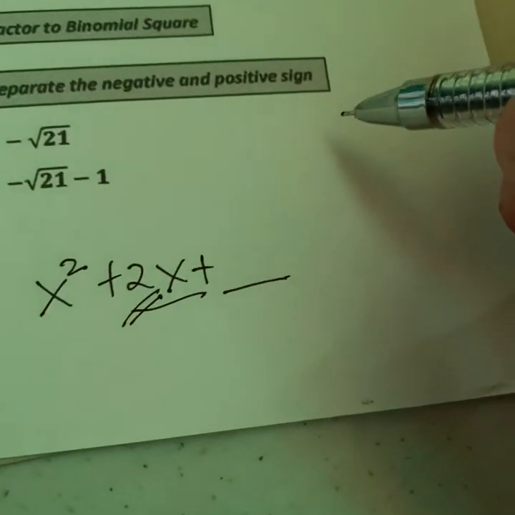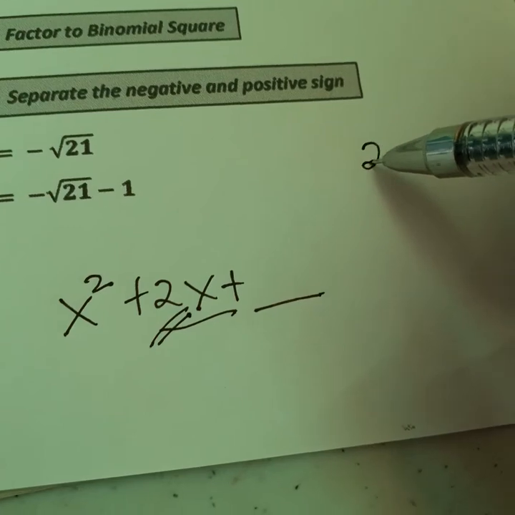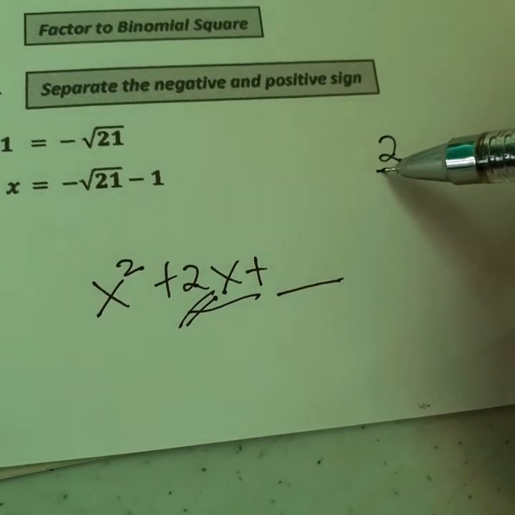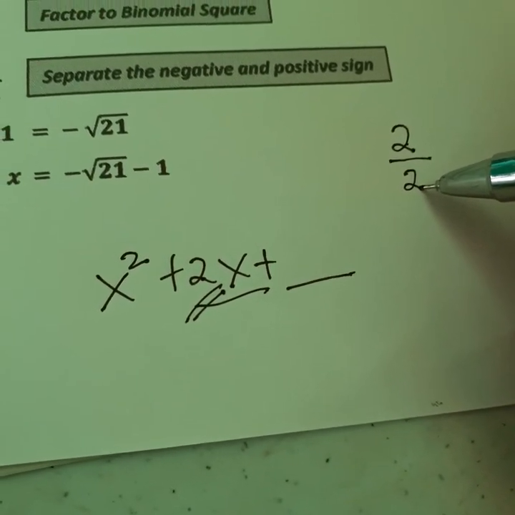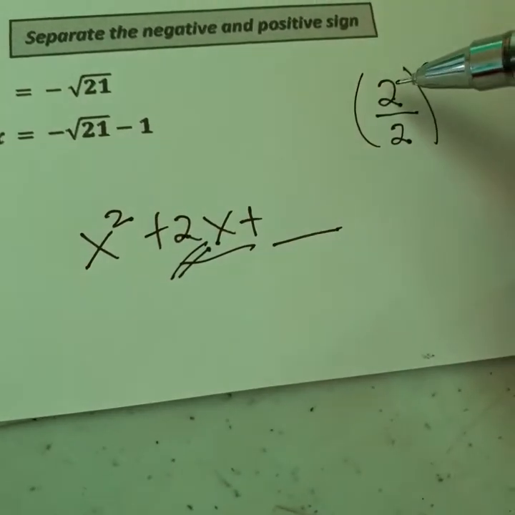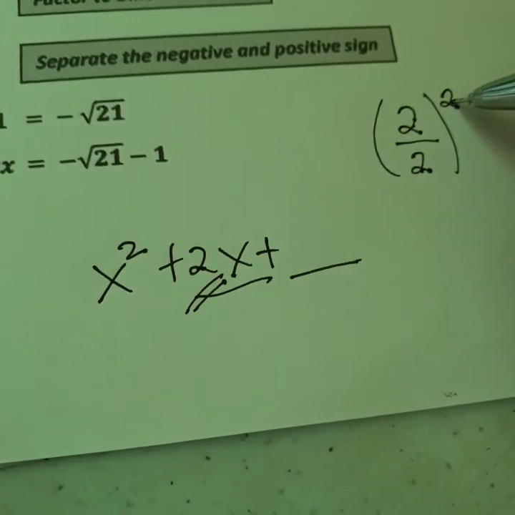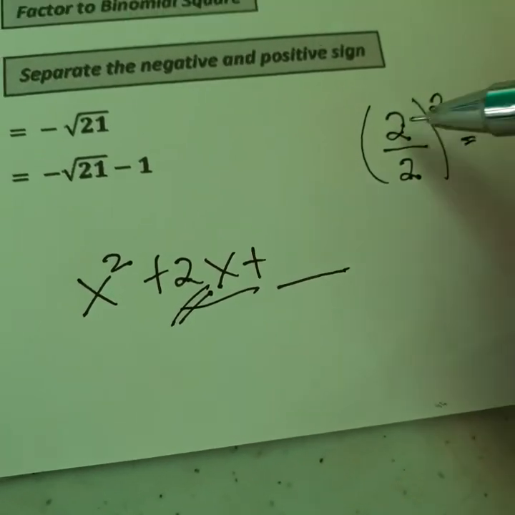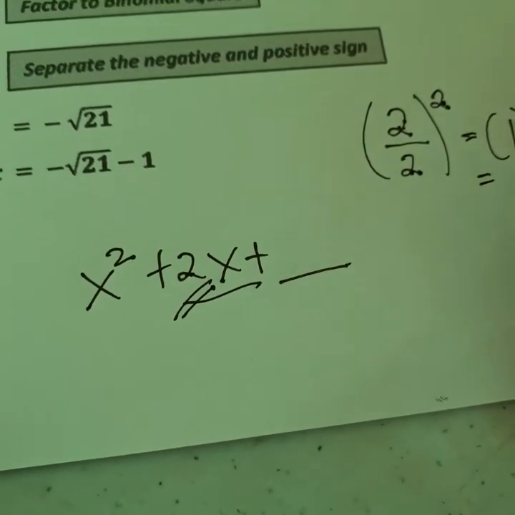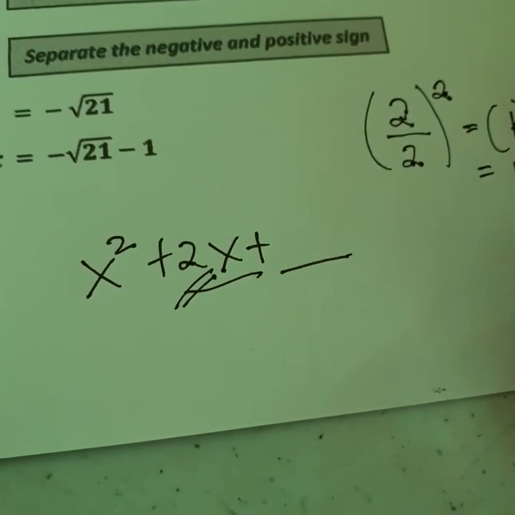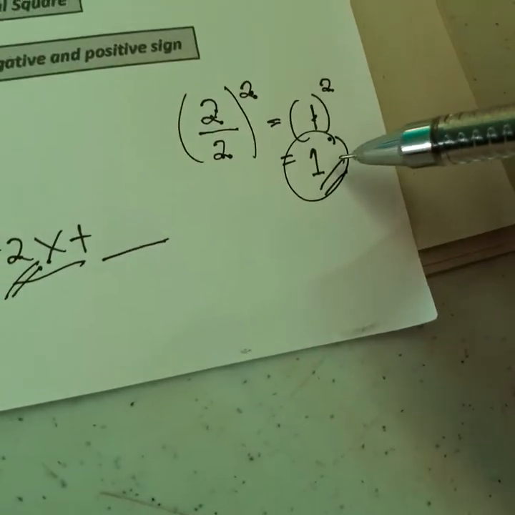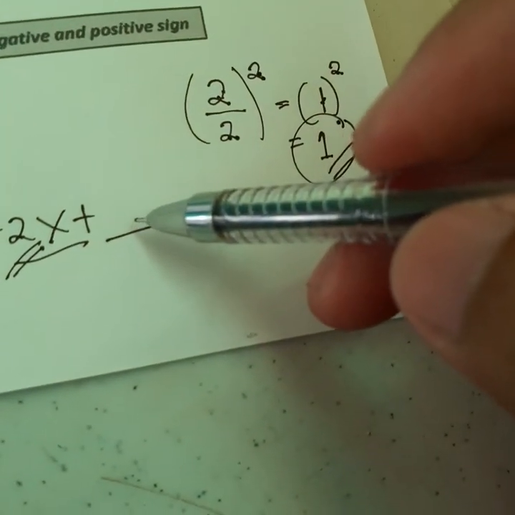Then we take this 2 and divide it by 2, then square it. Again, we took 2, divided it by 2, and squared it. Next step, 2 divided by 2 is 1. Copy, squared. Next, 1 squared, or 1 times 1, is 1. Therefore, what we put in the blank is 1.